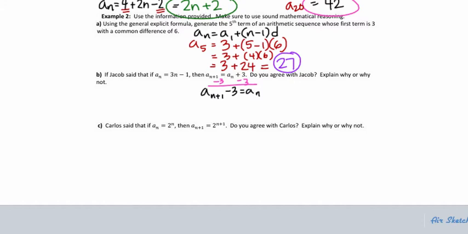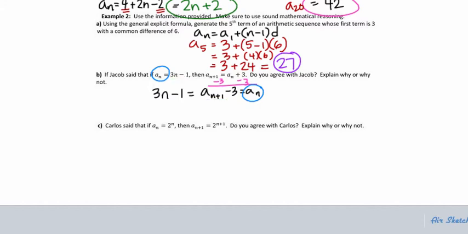Now, the first equation said that a sub n was equal to 3n minus 1. Because both of these equal a sub n, they must be equal to each other. Okay, I'll say that one more time. Because both of these are equal to a sub n, that means they must be equal to each other. So 3n minus 1 must be equal to a sub n plus 1 minus 3.